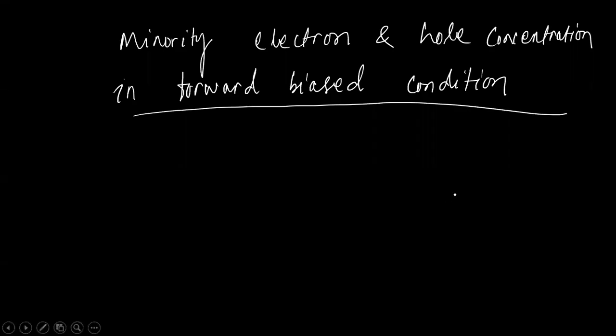Hello guys, today we are going to discuss the minority electron and hole concentration in forward biased condition. What do you mean by this? Actually, we are going to apply forward bias, or apply a voltage, to the PN junction, and then we will see what happens to the electron concentration when the PN junction is forward biased, in terms of thermal equilibrium minority carrier concentration.